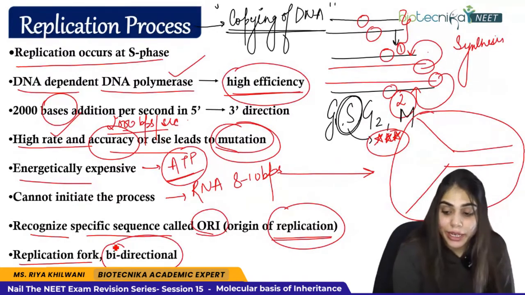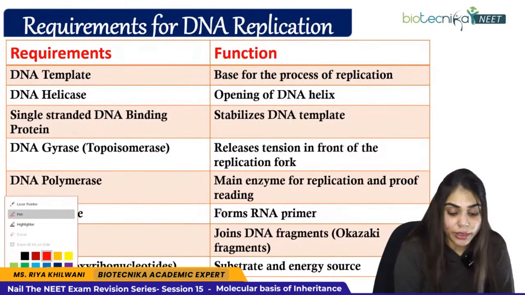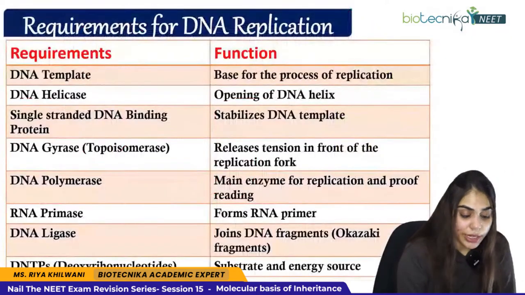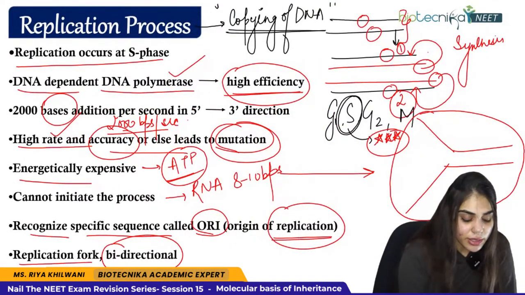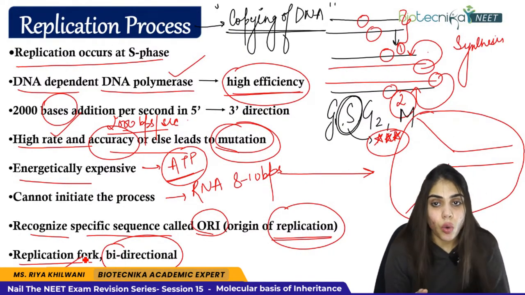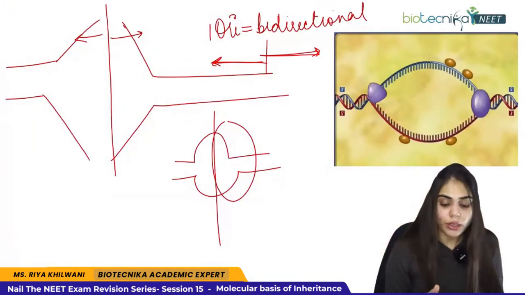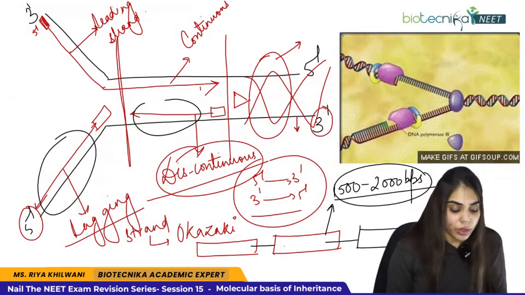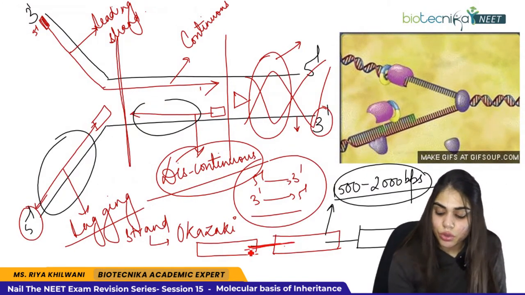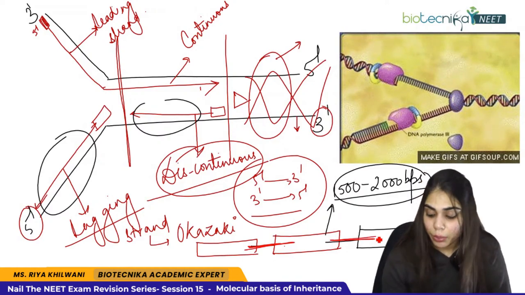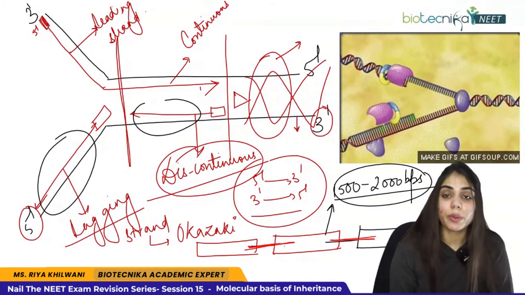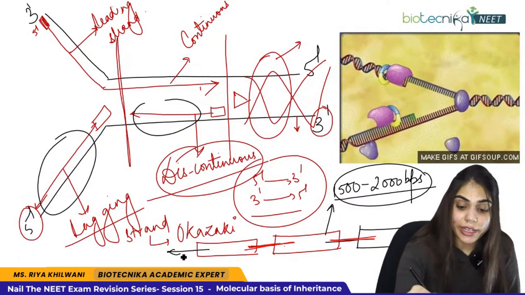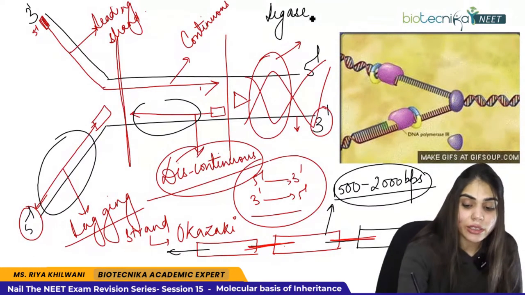But it is also bidirectional. How bidirectional? I've already explained: from the ORI, replication will proceed in both directions. That is what is called bidirectional. It requires an enzyme called ligase to join the Okazaki fragments. I'll say how. Now the continuous strand of DNA synthesis has occurred. Now the Okazaki fragments require joining. So who is going to join these fragments? Because this discontinuous fragment has to be made continuous. Here the ligase enzyme will act. What is the function of ligase? The ligase enzyme will act on the lower template.